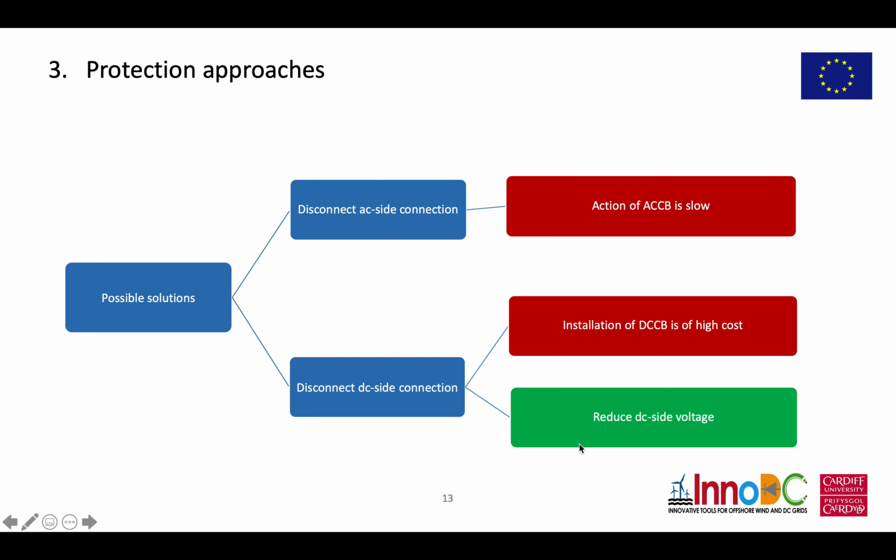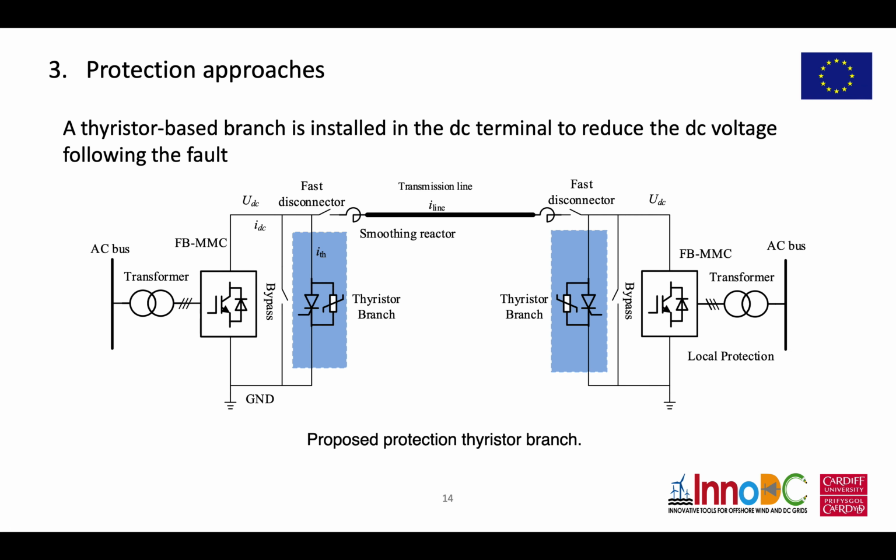So we proposed methods which aim to reduce the DC side voltage directly. This is the detailed configuration of the proposed methods. We install a thyristor branch at the terminal of the MMC converter. Once the valve-side fault happens here, we just trigger the thyristor branch to reduce the DC side voltage directly. In this way, we can avoid some modules in the MMC converter being overcharged.